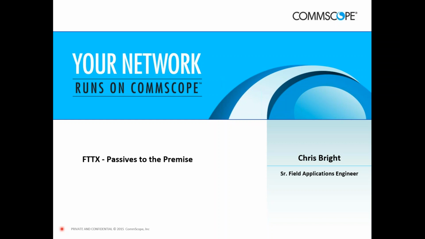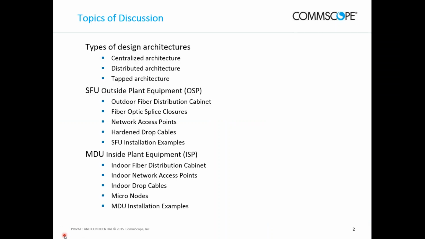And we're going to also discuss today basic design architectures, such as centralized architecture, a distributed architecture, and a tapped architecture. What that really goes to is where are we placing the optical splitters in the network, okay? And based on the type of serving area, that may change. So we'll also look at the types of equipment needed in the outside plant used to support both single-family unit, also known as SFU, and MDU, or multi-dwelling unit residences.